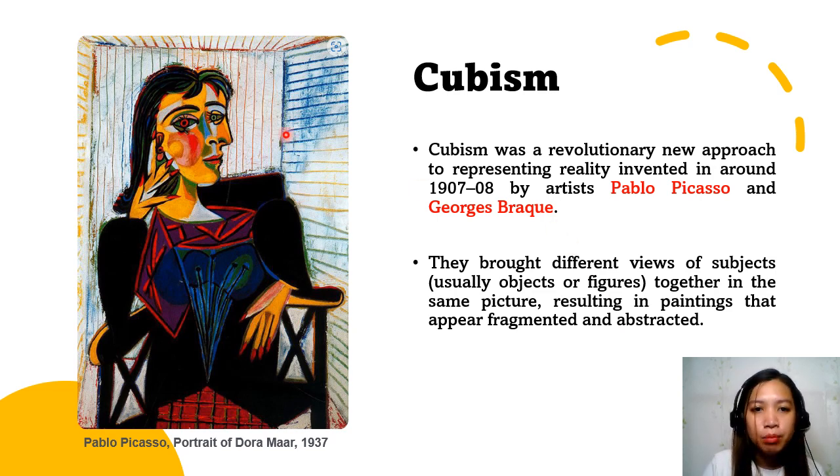For example, this one is the portrait of Dora Maar, painted by Pablo Picasso in 1937. This is an oil painting, and Dora Maar was actually the lover of Pablo Picasso. So this is how he made her portrait. As you can see, the colors are kind of exaggerated, as well as the lines and the shapes.